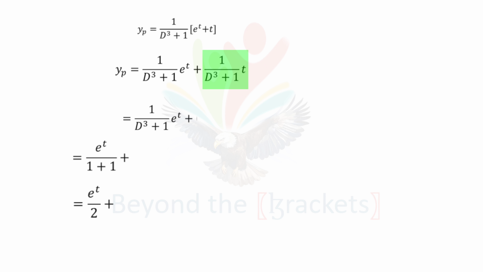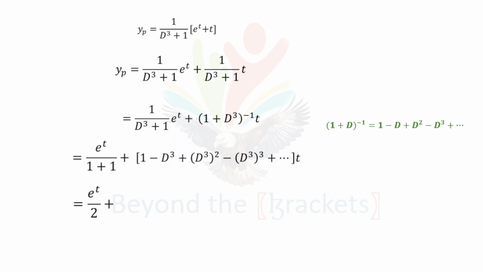For the second term, which is of type 3, we try to take the constant common, but here the constant is already 1. So taking the whole term to the numerator, we get (1 plus D cube) whole inverse. Expanding it with the formula (1 plus D) inverse, which is 1 minus D plus D square minus D cube, here D is D cube. We observe that the right hand side has t, for which the differentiation of t with respect to t will be 1, and all the higher order derivatives will be 0. Ignoring all the higher order derivatives, we are left with only 1. So 1 into t will be t.